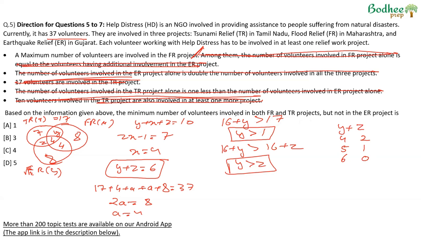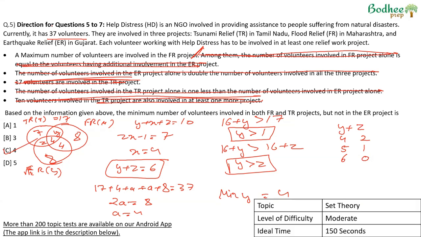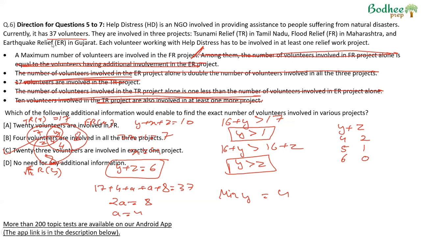We have to find the minimum number of volunteers in FR, TR both, but not in ER. FR, TR both, not in ER is actually Y. Minimum value of Y is 4. That becomes my answer, option C. Again, in terms of level of difficulty, I'd say this calculation might take almost 2.5 to 3 minutes. Moderate to difficult level of question. Basis this, we'll move on to the next question, which is question number 6.